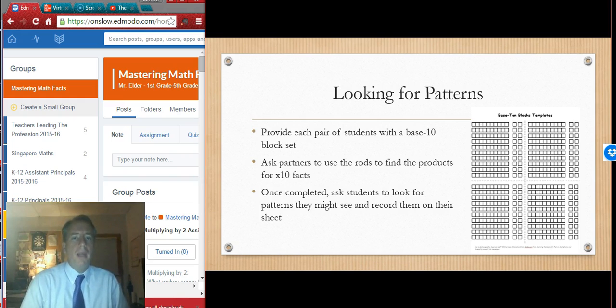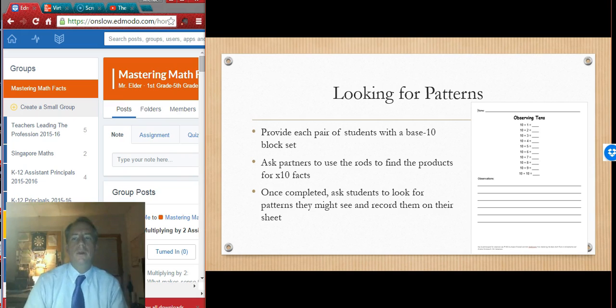So in looking for patterns, similar to when we looked for patterns with 2s, and remember when we were looking at patterns with 2s, we were noticing things like they always seem to be even, they counted by 2s, those kinds of things. So this is student exploration and student discovery of patterning with our 10s. They're going to use their rods to find the products for all the 10 facts, and so we have a similar sheet to what we did with our times 2.